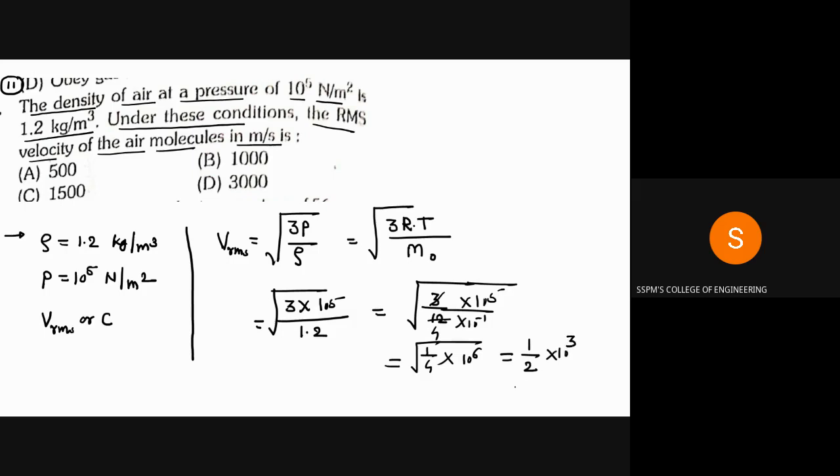So 1 by 2 means 0.5, into 10 raised to 3, and this is equal to 500. So 500 meter per second. This is the RMS speed. Okay, so the correct option is option A. So for the RMS speed, if the pressure and the density are given, then we can use the formula V RMS is equal to square root of 3p upon rho.